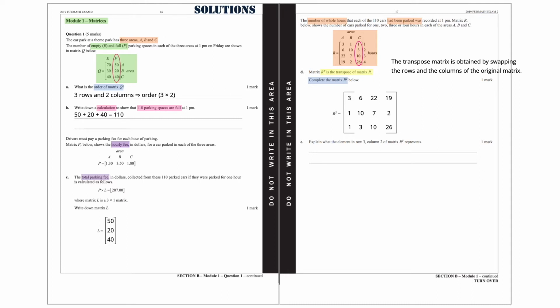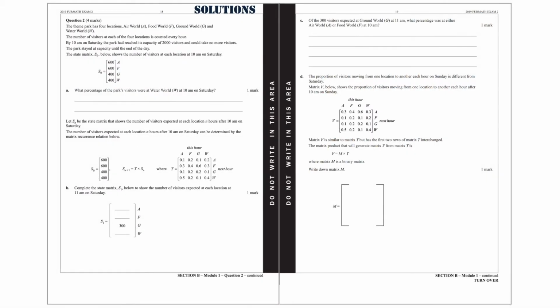Part E. Explain what the element in row 3, column 2 of matrix RT represents. First of all, the columns in RT represent hours, 1, 2, 3, 4, and the rows represent areas, A, B, and C. The element in row 3, column 2 of matrix RT represents the number of cars parked for 2 hours in area C.